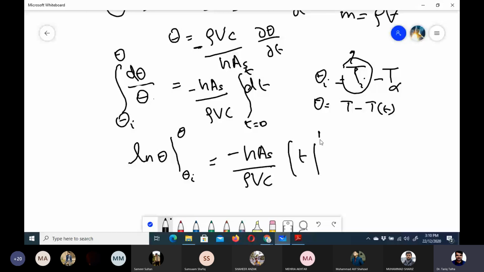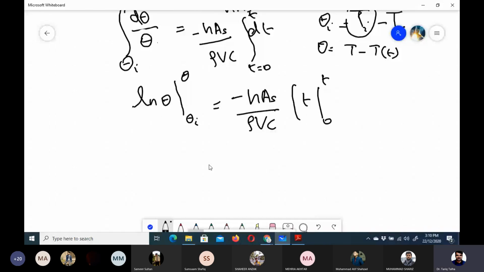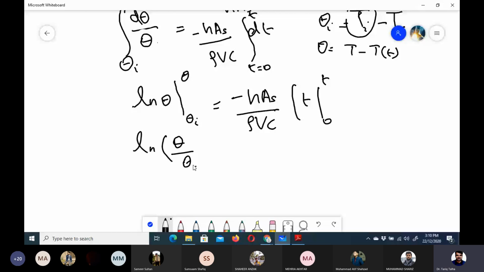So we can write it further like this: log of theta upon theta I. I hope you understand that when we take the log of theta minus the log of theta I, we can write it in ratio form. That is the property of natural log. Equals minus hAs upon rho Vc into time. Time is there because when we put the limits, the upper limit would be time and the lower limit would be 0. So we are left with this equation.